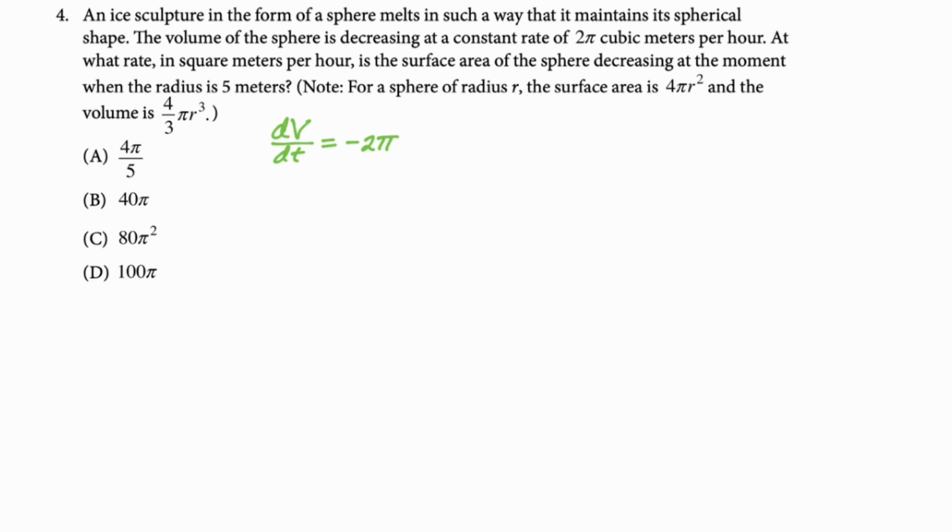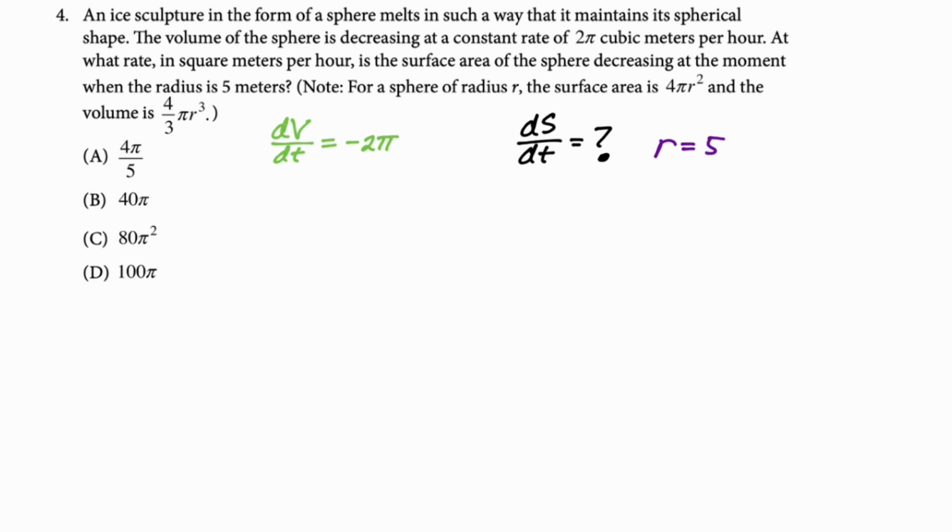At what rate in square meters per hour is the surface area of the sphere decreasing at the moment when the radius is 5 meters? So we're looking for the rate of change of the surface area. I'm going to call that dS/dt, I guess. So that's what we're looking for. And then we also know the radius is 5. All right, so this is our setup.